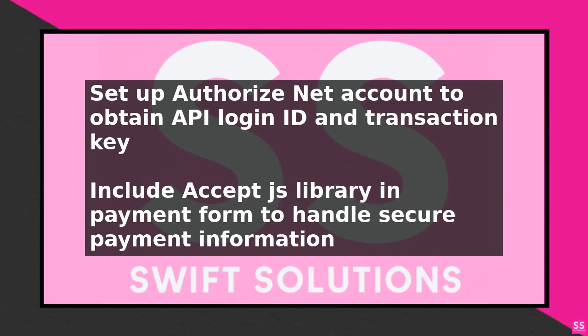To get started, you will need an Authorize.net account and a payment form on your website. First, set up an Authorize.net account and obtain your API login ID and transaction key. These credentials will be used to authenticate your requests to the Authorize.net servers.